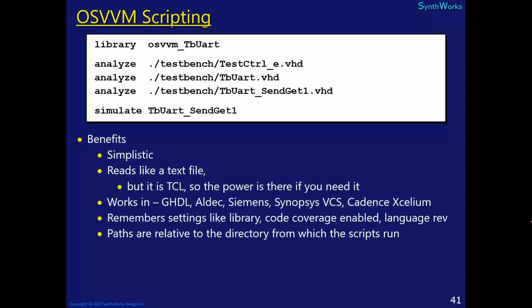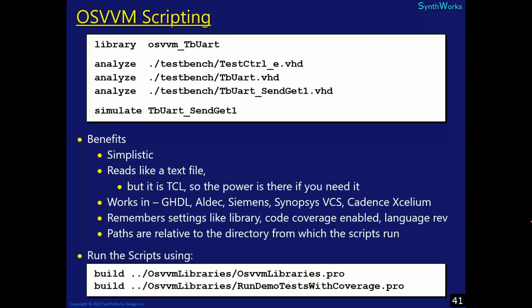Okay, we also remember things. You tell it the library, and that makes that library your default library. So when you call analyze and you call simulate, you don't have to tell it the library again. We make code coverage easy. And we also remember the language revision that you set, but we set 2008 by default because that's what you need for OS-VVM.